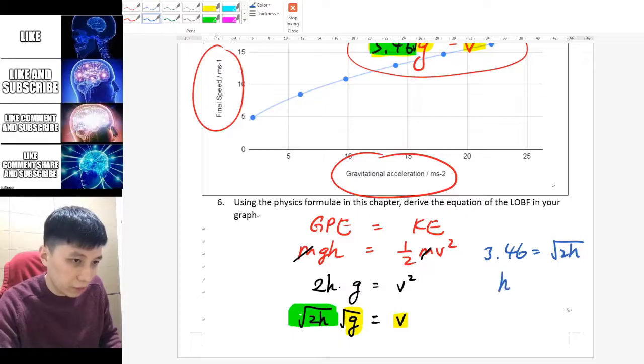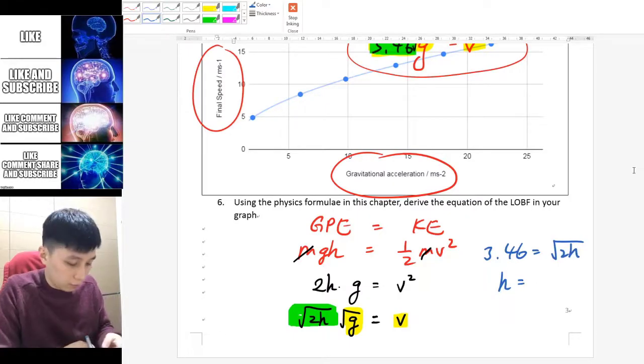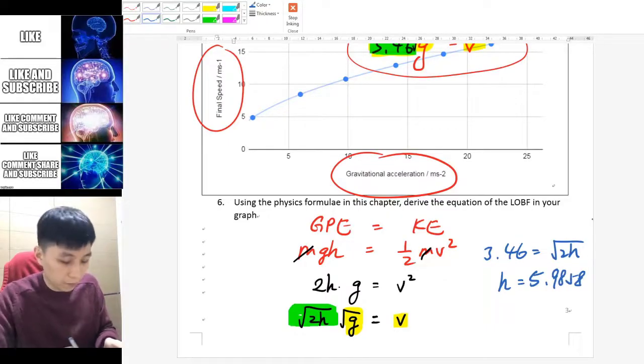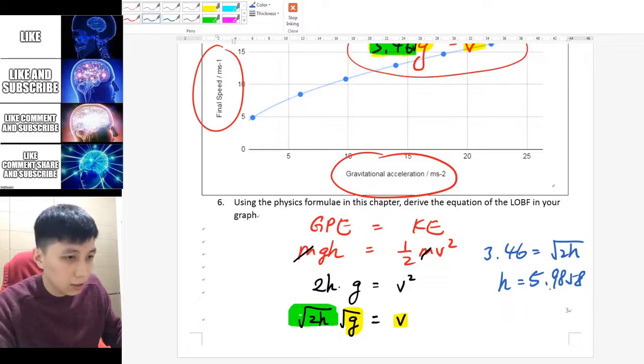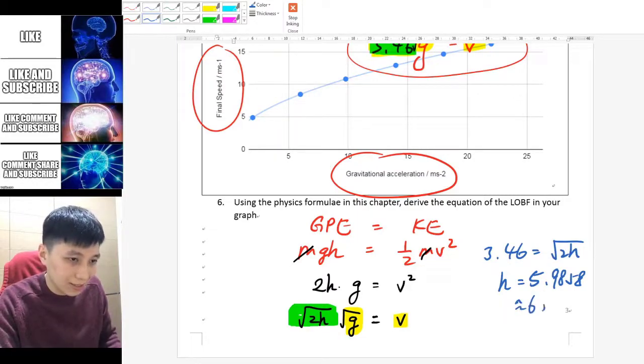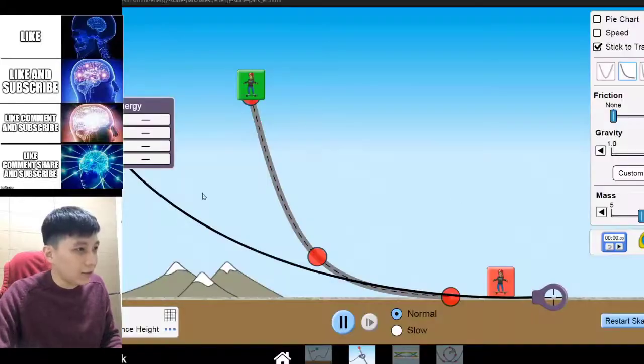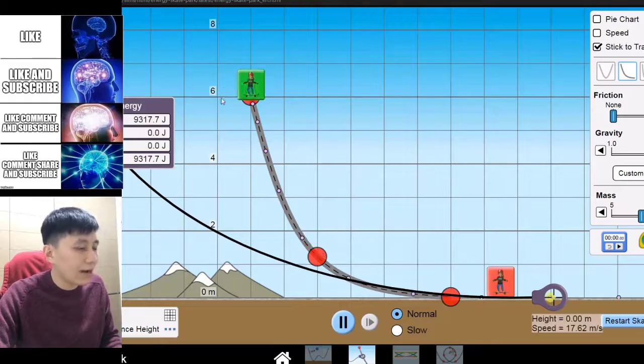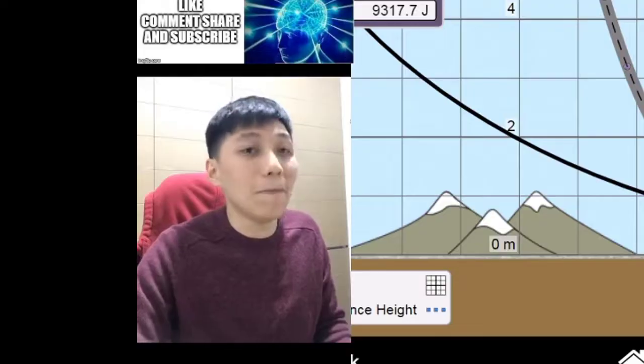and if you try to resolve it to find out h, what you have to do is 3.46 squared and then divided by 2. And according to my data, you can try with yours as well. Again, your equation may be different from mine, but I guess your answer should be very close to 6 meter. And 6 meter is basically what we have here. Alright, your initial height will be 6 meter. So it's not a coincidence, it is meant to be like that. Oh my god! Wow!